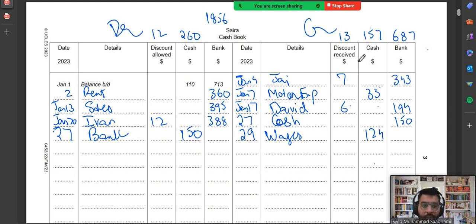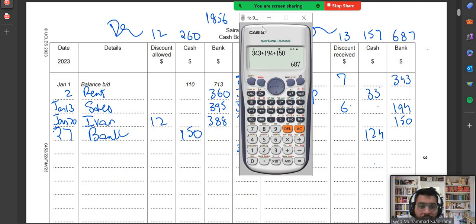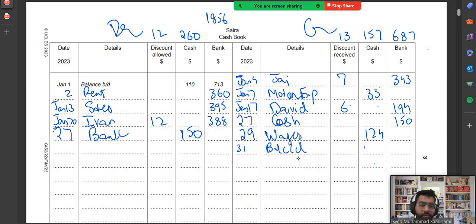Which side is lower? This side is lower. So we always write the balance CD on the lower side. So it will always come on the 31st, balance CD. How we will get balance CD? Subtract the totals of the cash. So 270 minus 157, we get 103. So write 103 over here.